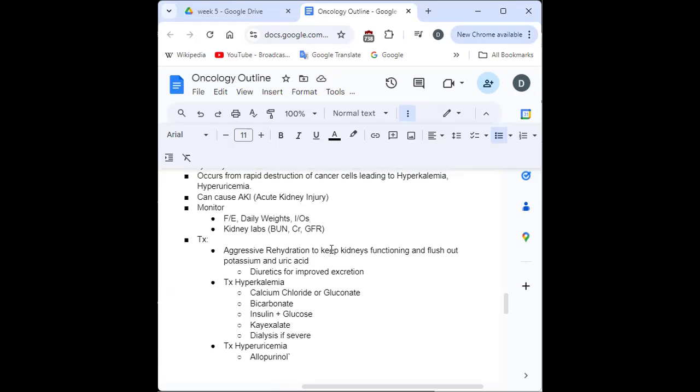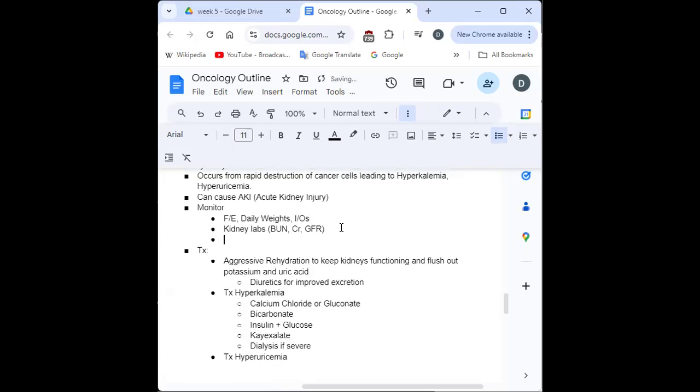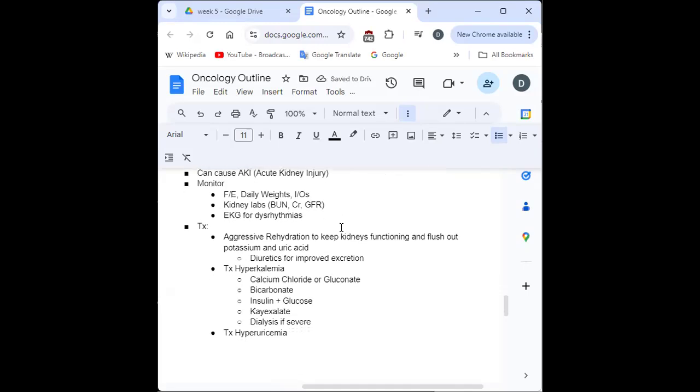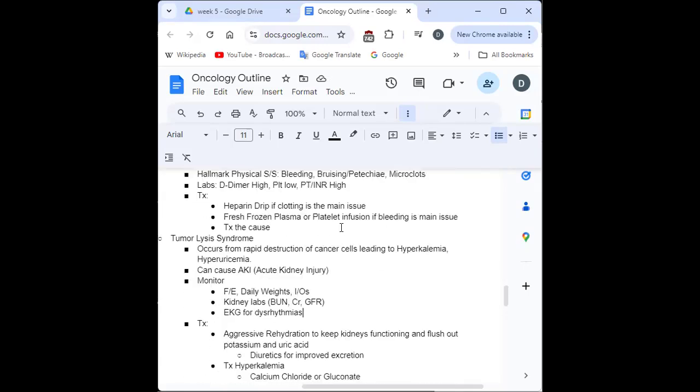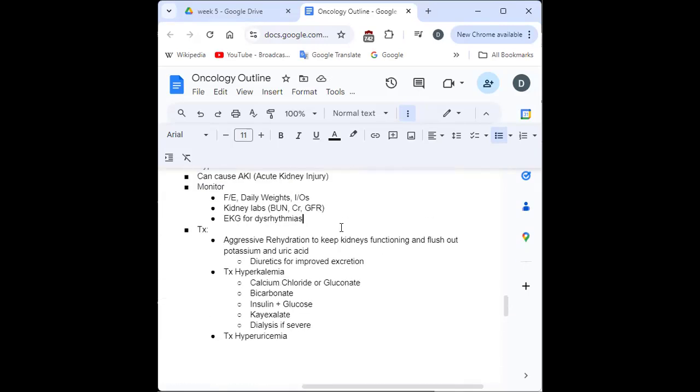If they do have hyperkalemia, what's another thing we want to be watching out for? What does hyperkalemia potentially lead to? Yeah, so you can look at their EKG for this risk. Awesome. So that's pretty much that there. Any questions on this one?